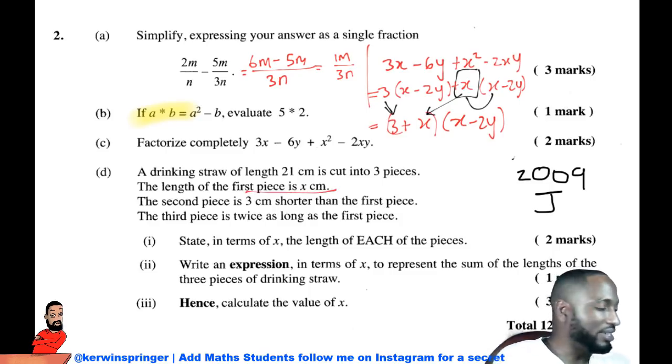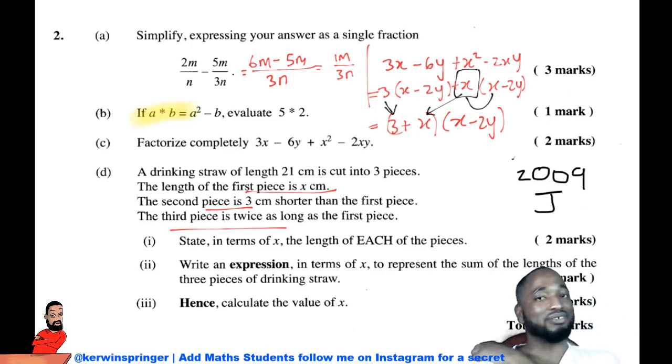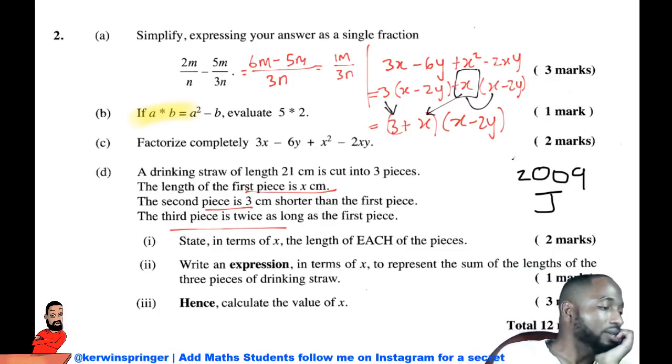It's not even. The second piece is 3 centimeters shorter than the first piece. The third piece is twice as long as the first piece. Real worded stuff here, man. So let's go on a new page and start to write out this madness.